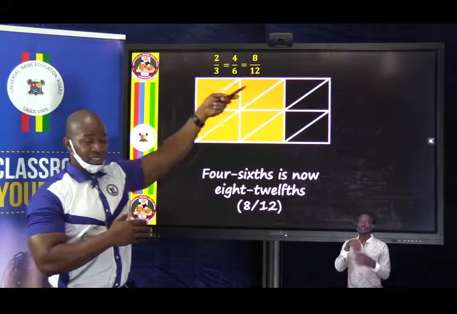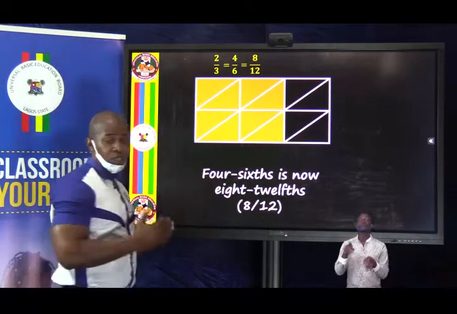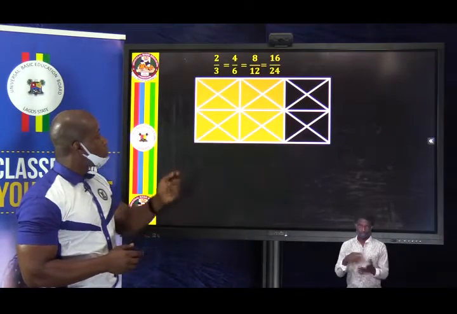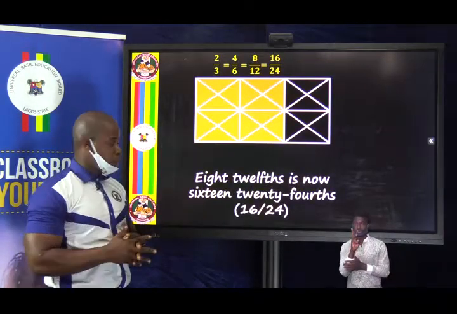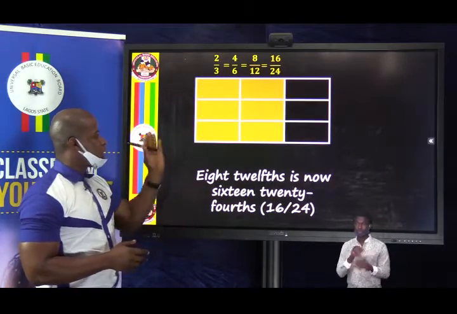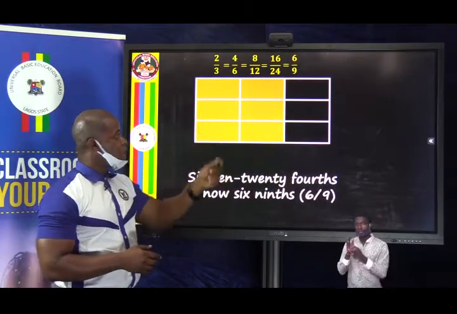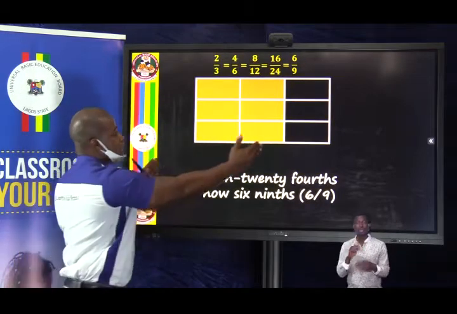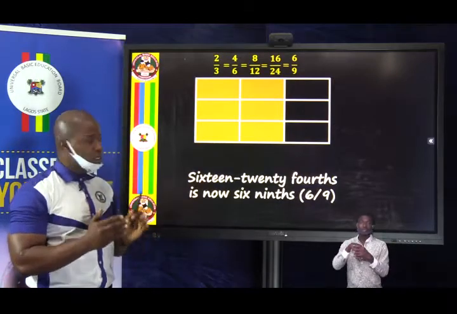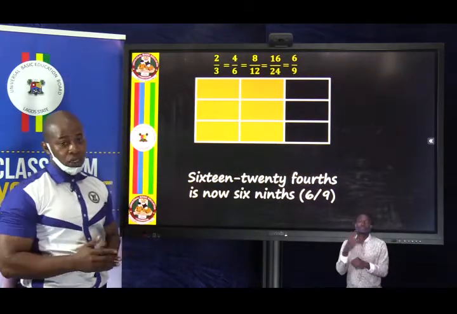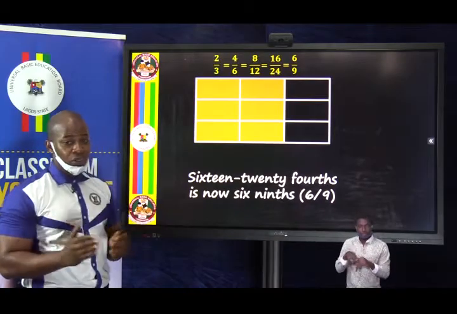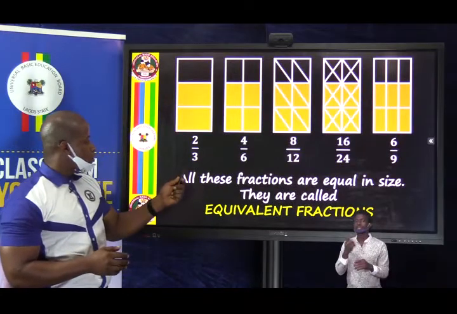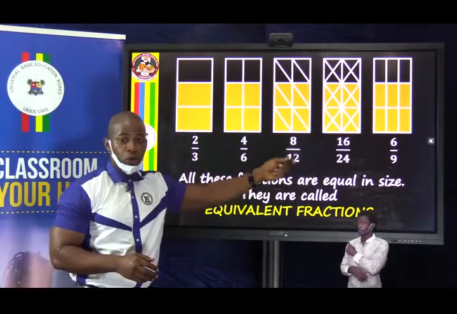So 2 out of 3 is still the same as 8 out of 12 because I have not increased the yellow rectangle. And I will continue likewise, and now it has become 16 rooms shaded out of 24. I can even remove all these lines and have it as 6 rooms shaded out of 9. Okay, so all these fractions are having the same size. Throughout the partitioning, the yellow shaded part did not increase, and that means that the fractions are of the same size. Now these are the fractions again: 2/3, 4/6, 8/12, 16/24, 6/9.